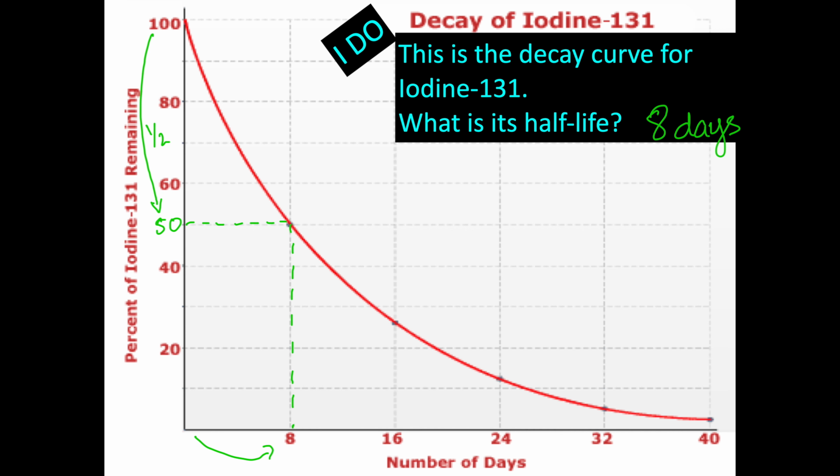It's really important to note that as this sample decays by half again, from 50 to 25, this takes a further 8 days. And once again, as it decays from 25 to 12.5, reducing by half again, this takes a further 8 days again.